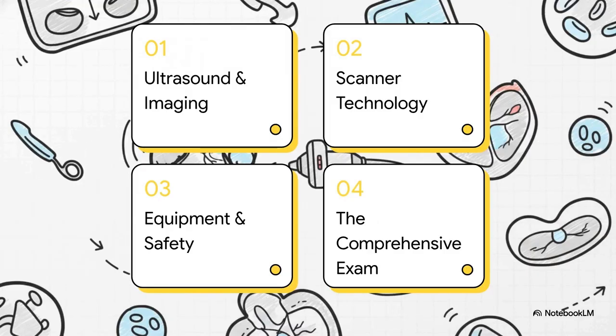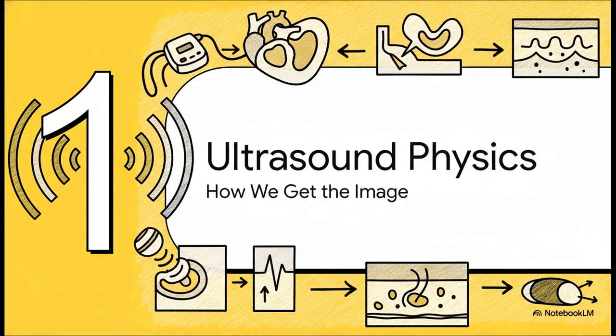We've broken down our journey today into 4 main parts. First, we'll kick things off with the absolute fundamentals, the physics of ultrasound and the different imaging modes we use. Then, we'll peek under the hood and look at the scanner technology itself. Part 3 gets really practical, focusing on the equipment, crucial safety considerations, and the right technique. And finally, we'll bring it all together in Part 4, where we'll walk through the comprehensive TEE exam and master those standard views. All right, let's jump right into Part 1.